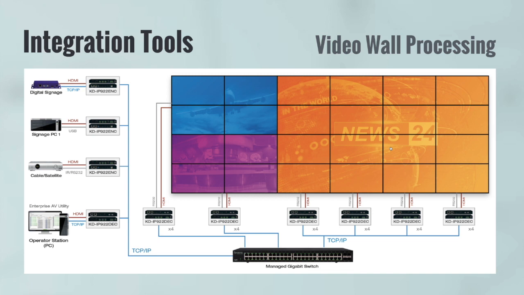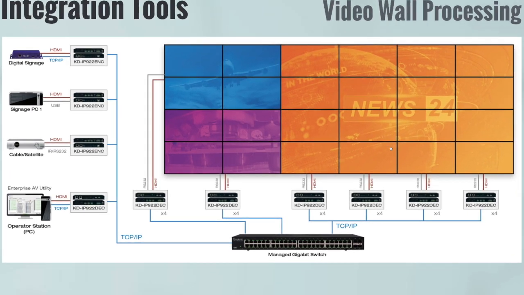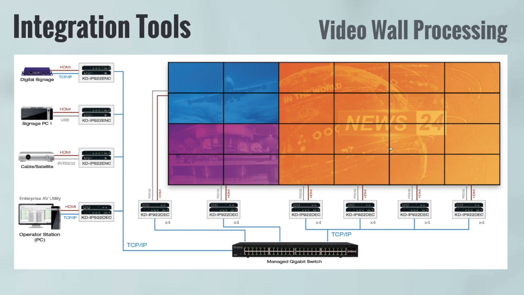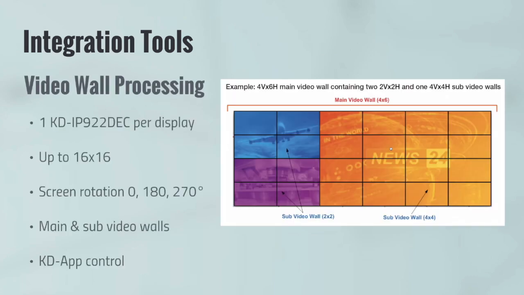Now, video wall is each and every display requires a decoder. So here we have a 6 wide by 4 high video wall. So that's going to require 24 total decoders. And actually with the video wall processing capability, it's built into each and every decoder. There's no external boxes needed in order to achieve that. And we could support video walls up to 16 wide and 16 high.